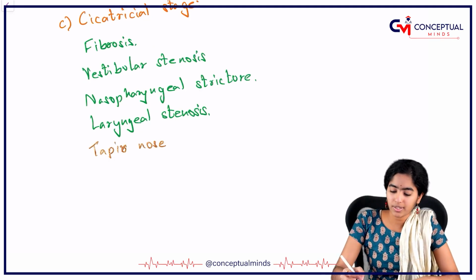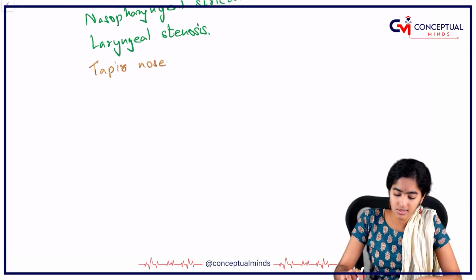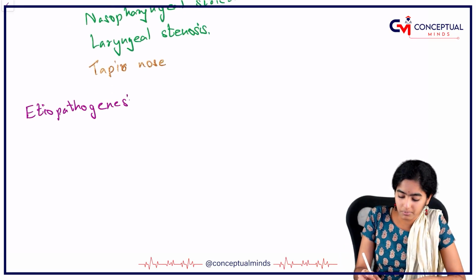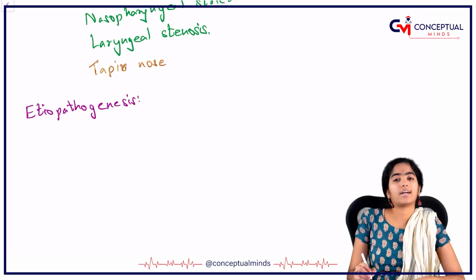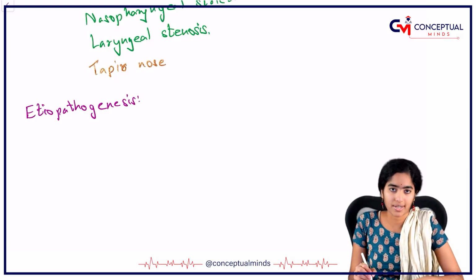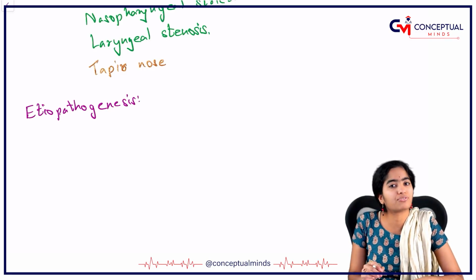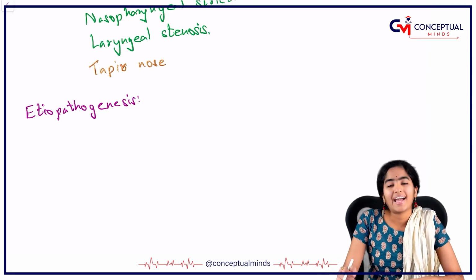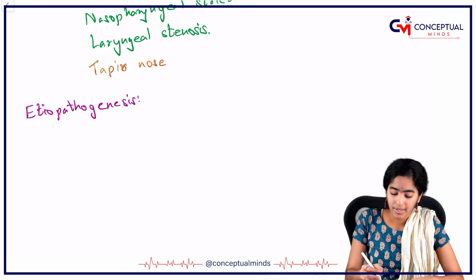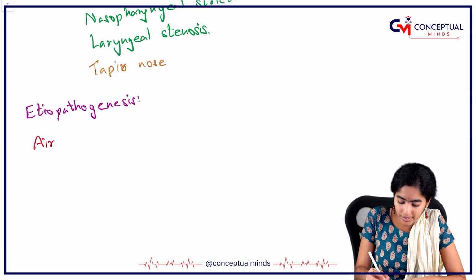Now let us look into the etiopathogenesis of this disease. You already know the causative organism, and that is Klebsiella rhinoscleromatis. It is a gram-negative coccobacillus. And what is the mode of spread? It is airborne spread. It's an airborne infection.